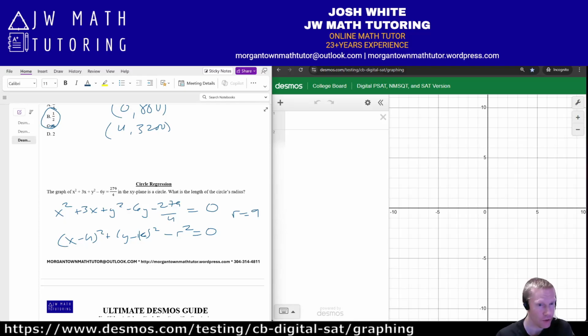However, where you would need to use or might want to use circle regression is if the equation they gave you had some type of constant in it. So, in other words, it had a p in front of the x term, or a p in front of the y term, or I don't know, a p in front of the x squared and the y squared, or something like that.